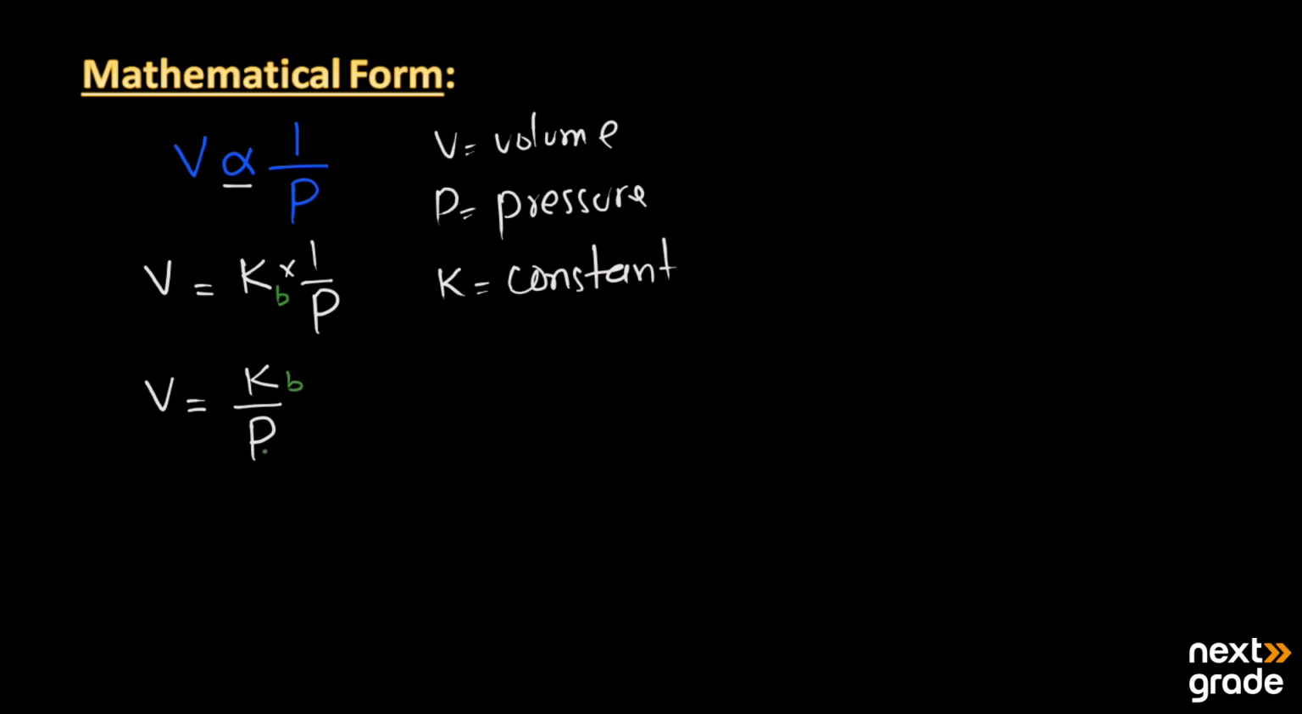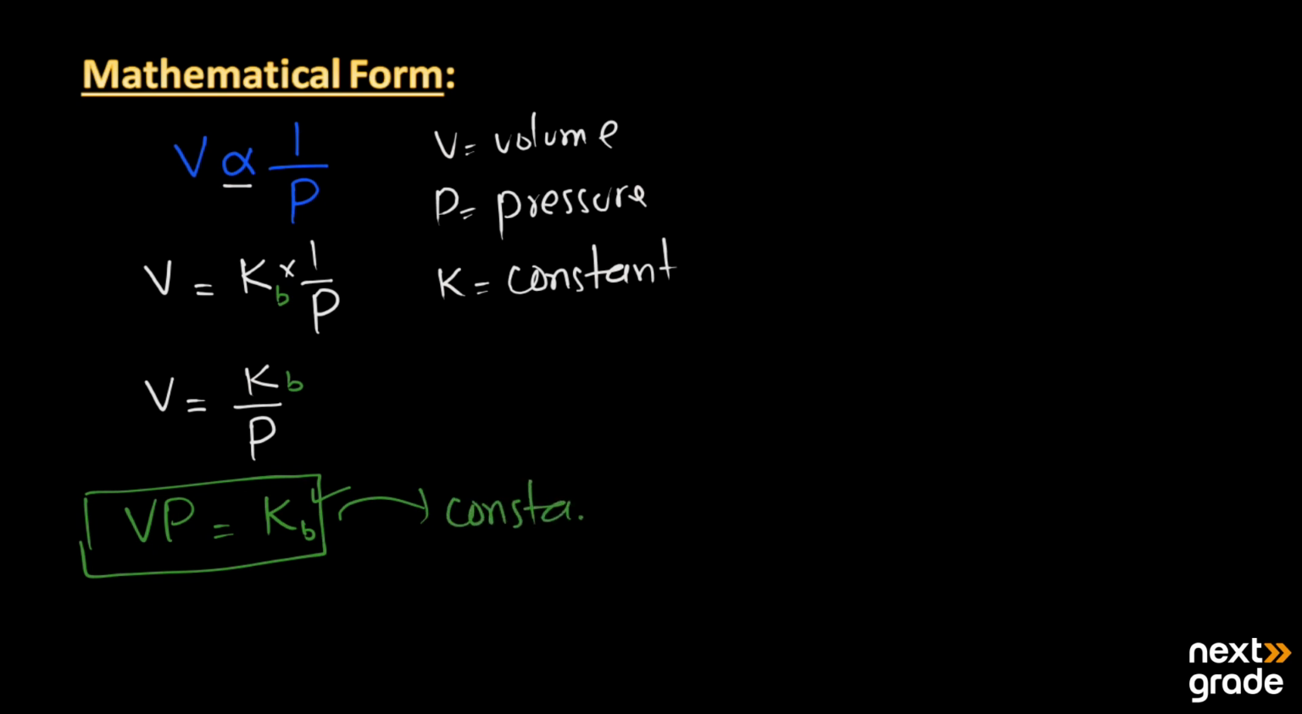Next, by rearranging this equation, we get that the product of volume and pressure is equal to a constant. So this is the simple mathematical form of Boyle's law. Here K_B is the constant for Boyle's law, and V times P is the product of volume and pressure, which is a constant value.